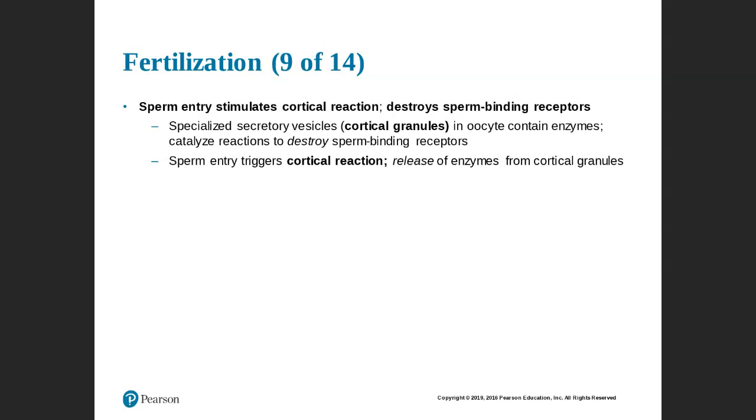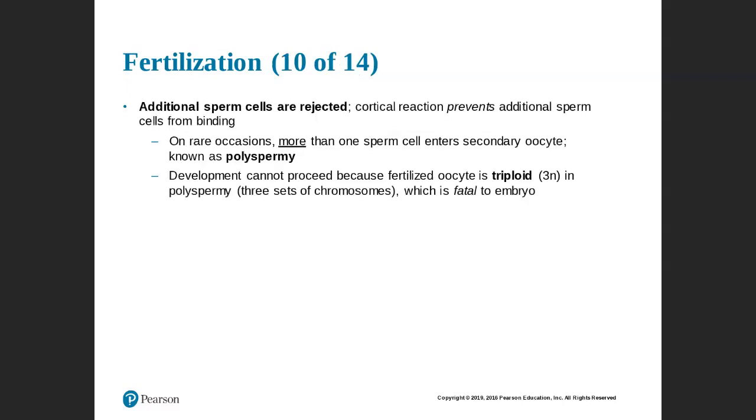The sperm entry will stimulate the cortical reaction, and it destroys the sperm binding receptors. Those specialized secretory vesicles called cortical granules in the oocyte contain enzymes. They then catalyze all those reactions that destroy those sperm binding receptors. And the sperm entry then triggers a cortical reaction, which causes the release of enzymes from the cortical granules.